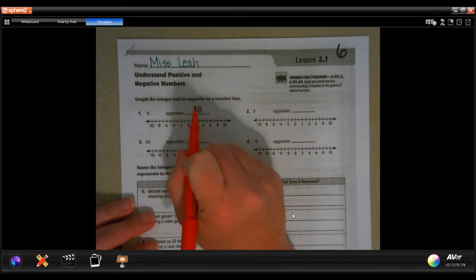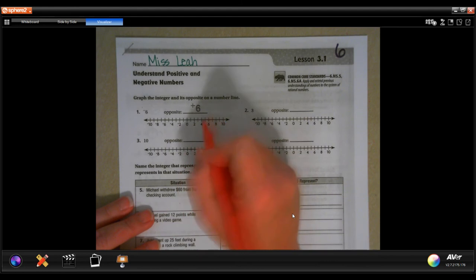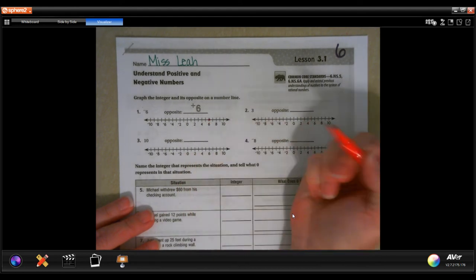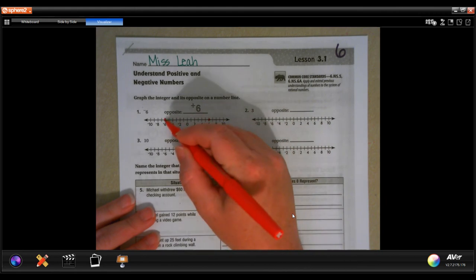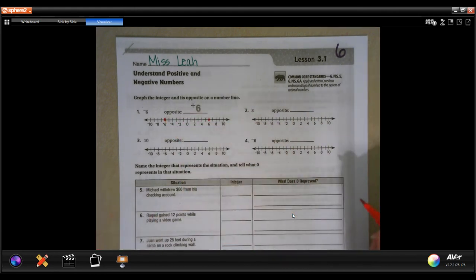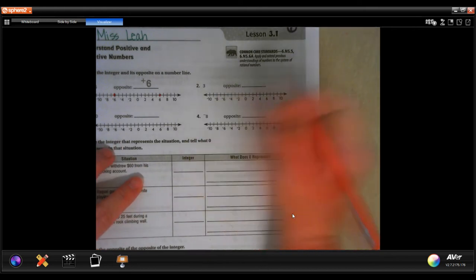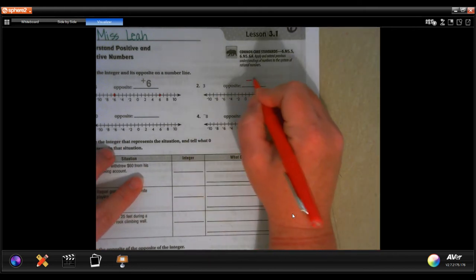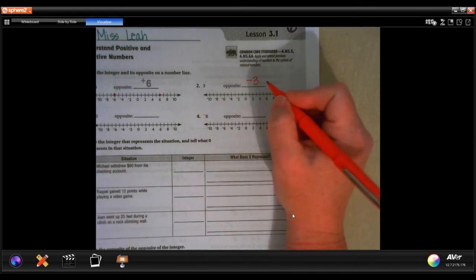So this is saying graph the integer and its opposite on the number line. You'll see the example plus 6. Well, they put a dot right there. Now the opposite of plus 6 is negative 6. So we're going to go ahead and do this one. It says 3. So the opposite of 3 is going to be negative 3. If I have 3 cookies, I eat 3 cookies, that takes them away.